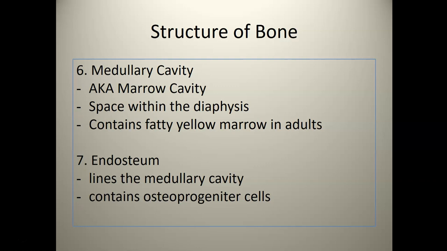The 7th is the endosteum. So we had the periosteum. From a terminology perspective, peri means around, so that is on the outside of the bone. The endosteum, endo means within or in, so this is a skin that lines the inside medullary cavity. And it contains something called osteoprogenitor cells, and these cells are ones that can become cells that make more bone.